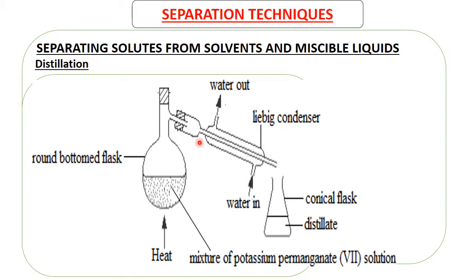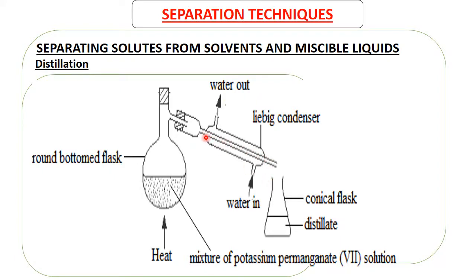So there are two important things to note. The first one is there is a continuous flow of water, which makes this part a little bit cold for condensation to occur. The second part is the slanting of this apparatus. So slanting, I mean the way it is arranged. This part is higher than this part. Why? So that when the water condenses, it should flow this direction.